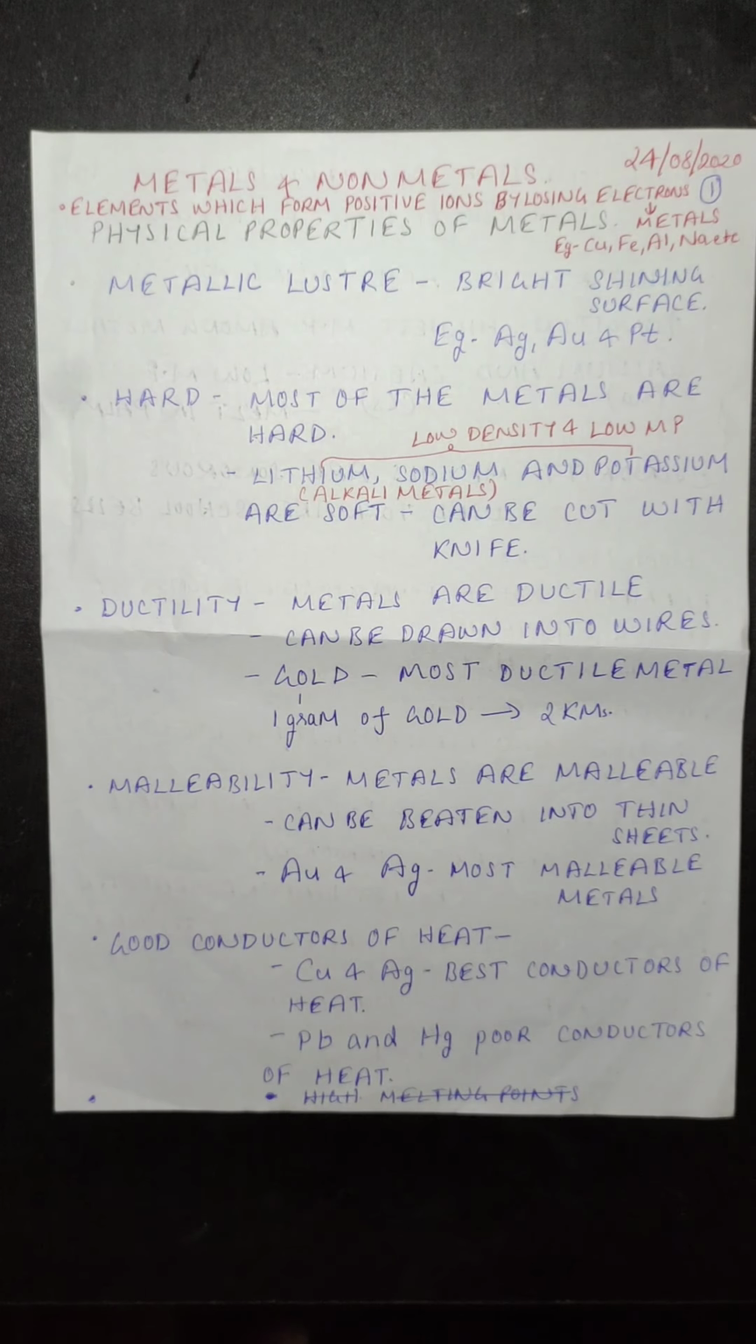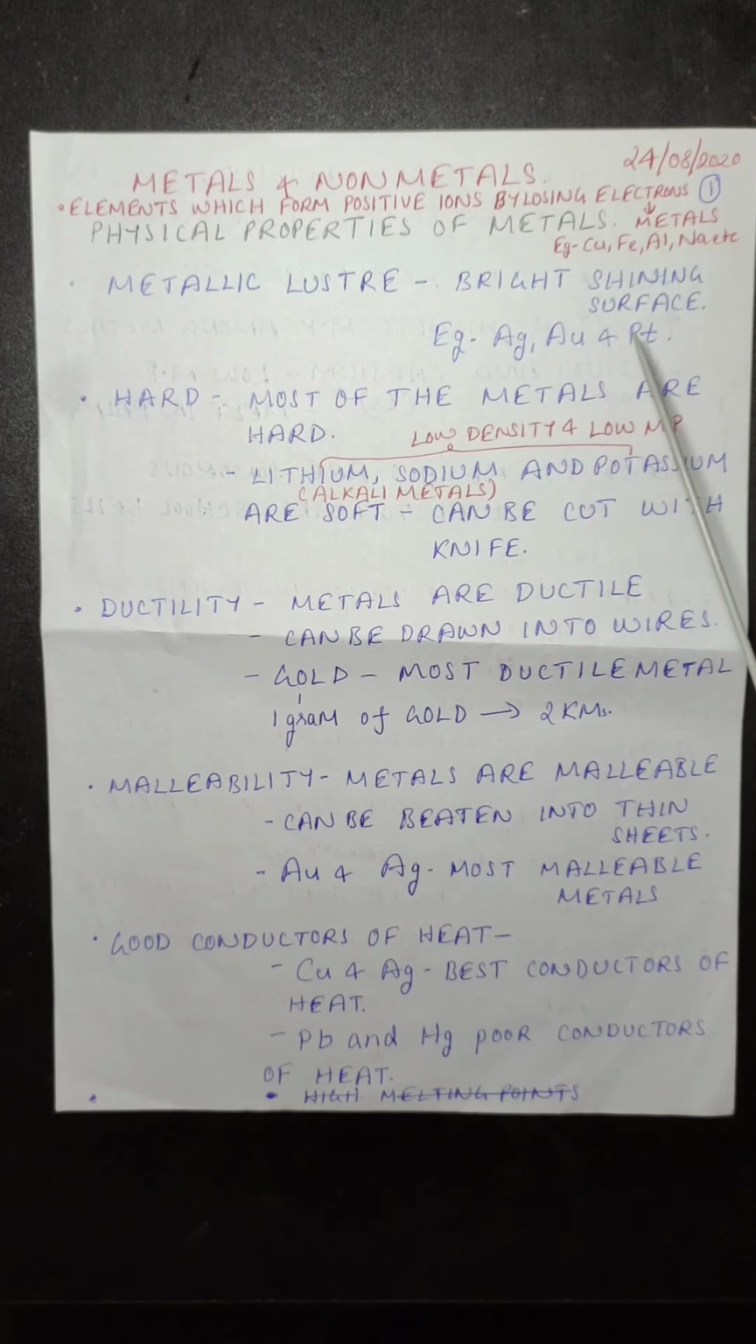Remember that. Now let us learn the physical properties of metals. First is metallic luster. Do you know lustrous? Metals are usually lustrous. Lustrous means they have a bright shiny surface. Most of the metals have a bright shiny surface. A few metals which are really known for their metallic luster are silver, gold and platinum. You might have observed them, they shine. This is one of the reasons why they are used to make ornaments.